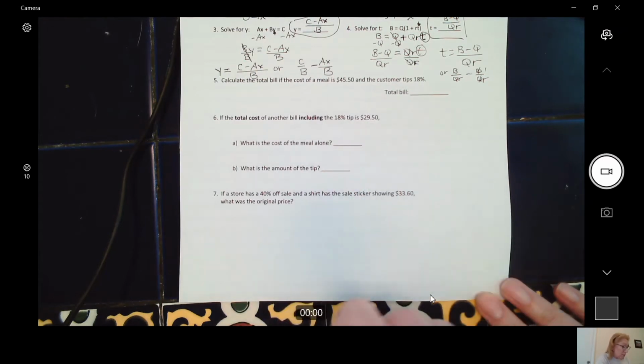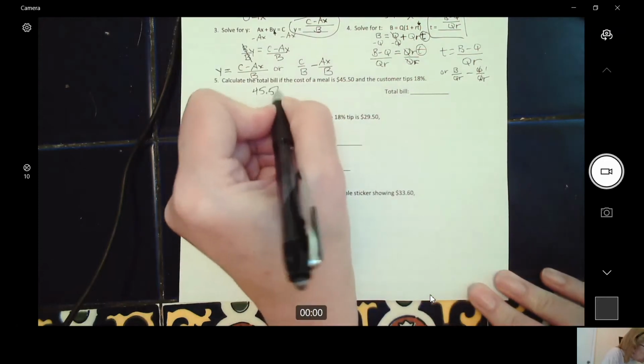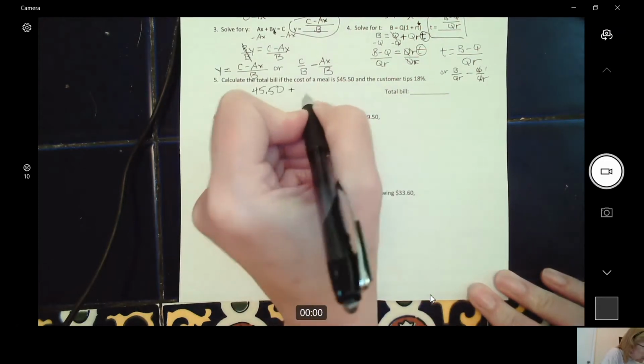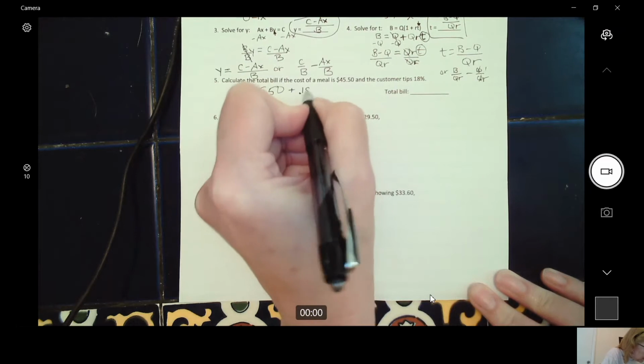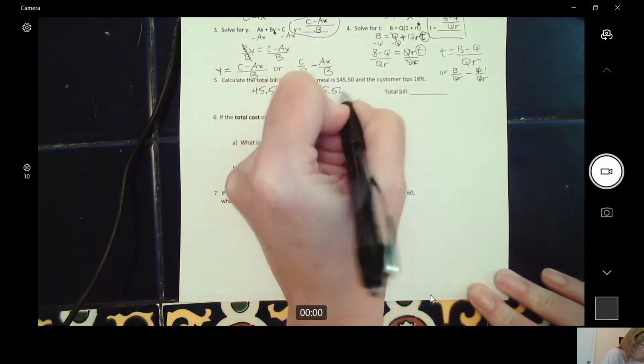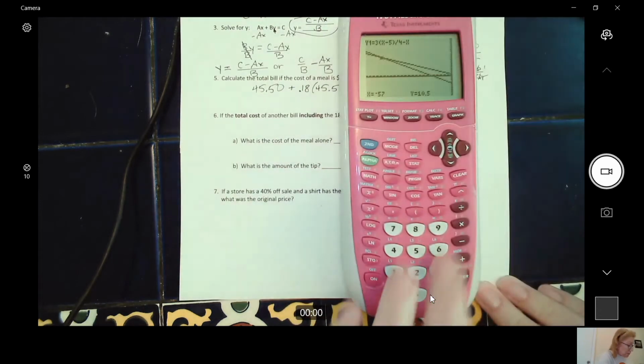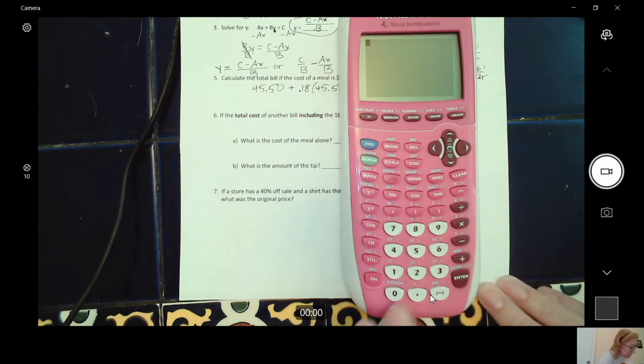So a lot of you have your own ways of doing this, but basically you take your original cost of the meal, you're going to add your tip, and your tip is going to be calculated by taking whatever percentage times the original amount. So let's figure out what that tip would be, and there are other ways to do this, but this is what most of you probably think to do.